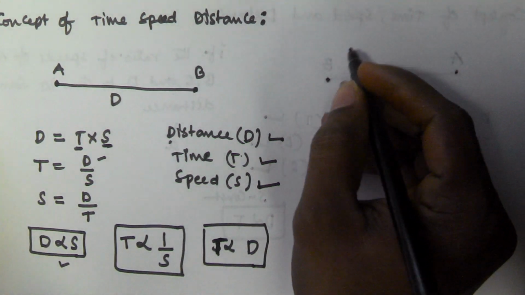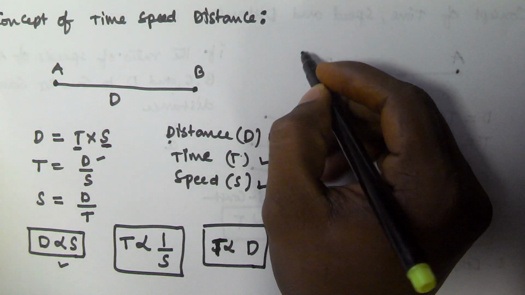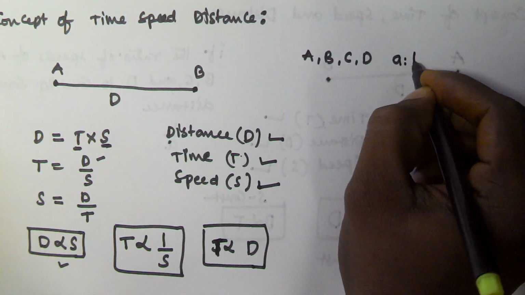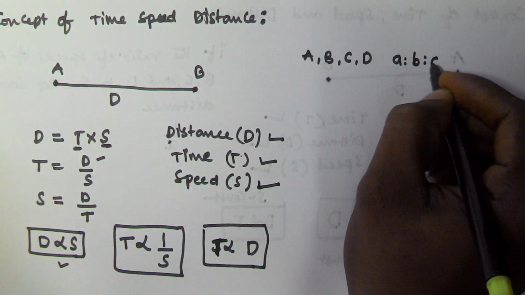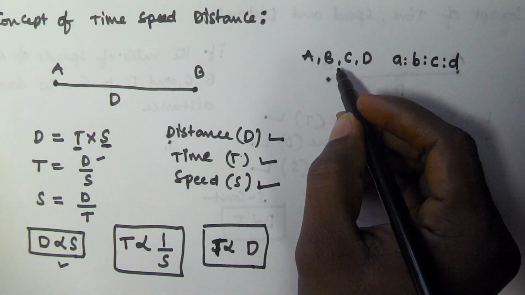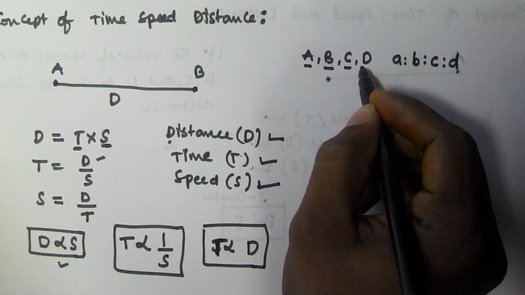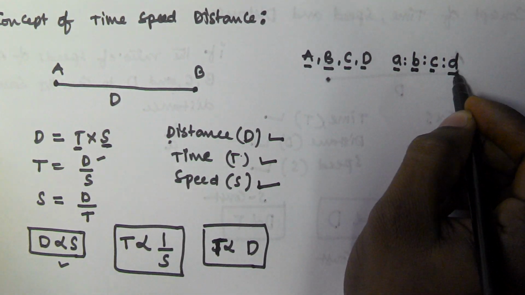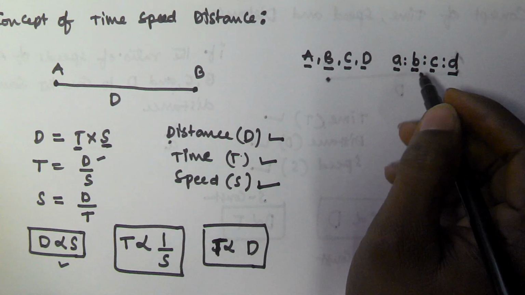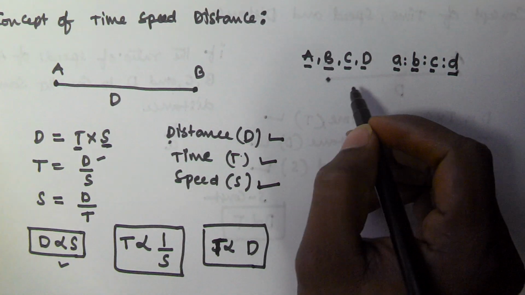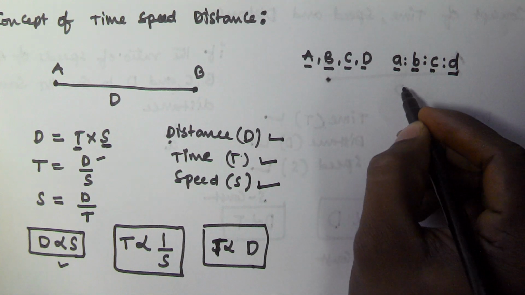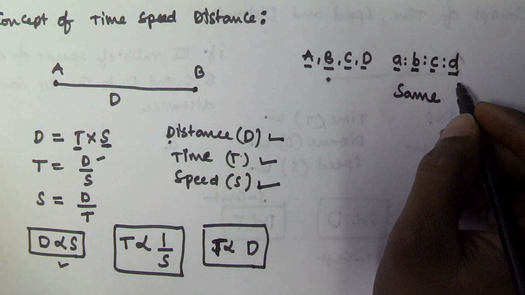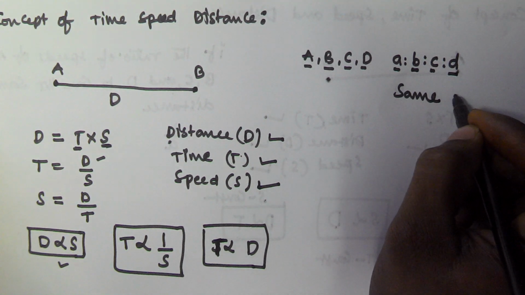For example, the ratio of the speeds of A, B, C and D are A colon B colon C colon D. Okay, so these are the speeds. Then the ratio of the times taken by A, B, C and D to cover the same distance.